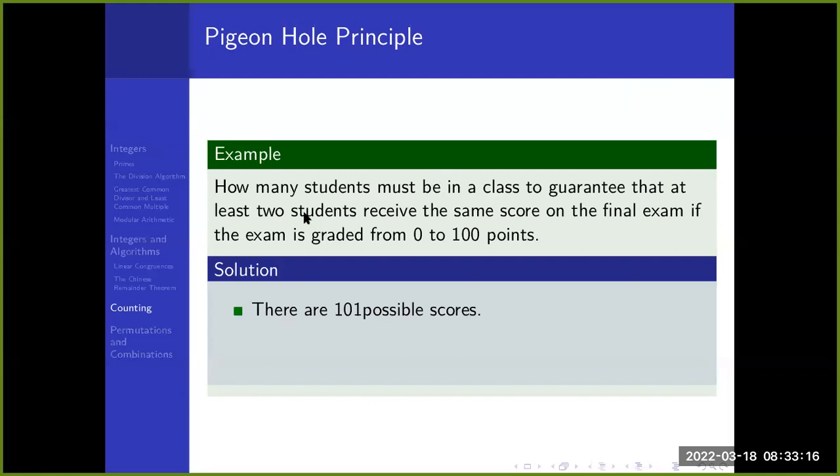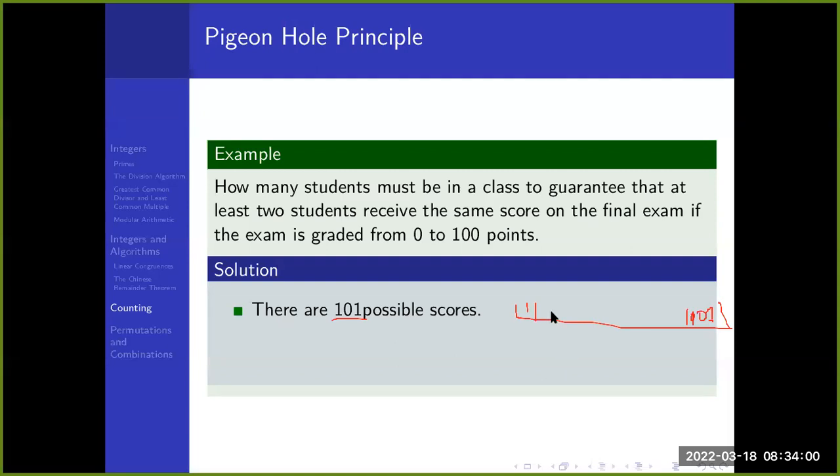Oh, so here is a question. How many students must be in a class to guarantee that at least 2 students receive the same score in the final exam if the exam is graded from 0 to 100 points? So there are 101 possible scores here. We take these 101 scores as the pigeonholes, right? So we have 1 all the way up to the last one, which is 101. We want to guarantee that at least 2 students will have the same score.